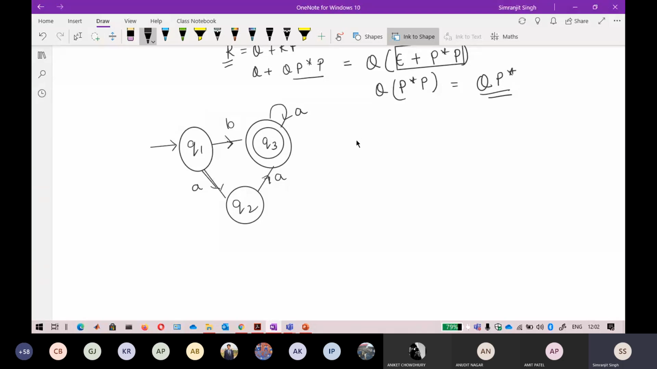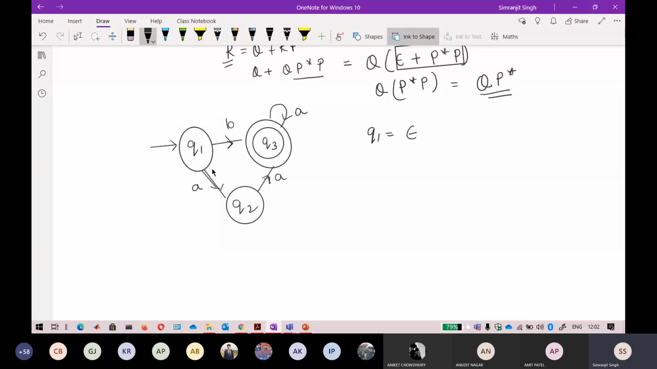Okay, so now on Q1 I am standing at Q1. So how can you reach Q1? By getting an input of epsilon. So I can write like this, that by getting an input of epsilon I can reach Q1.